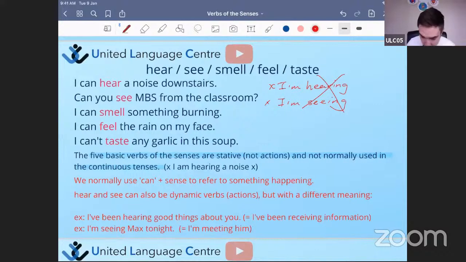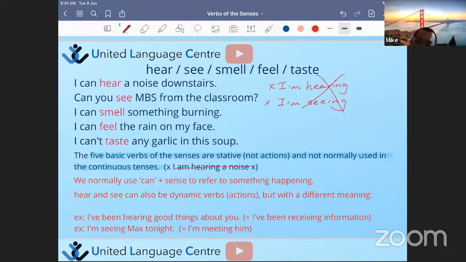Yeah, so we don't say I'm hearing a noise, okay? That's wrong, okay? Usually we use can, right? I can smell, I can feel, I can taste, I can touch with these verbs, okay? Of course, I can say I hear a noise downstairs. Fine, right? No can, it's fine. I hear a sound, no problem, okay?